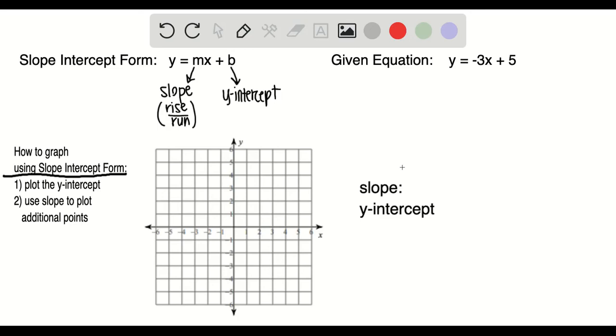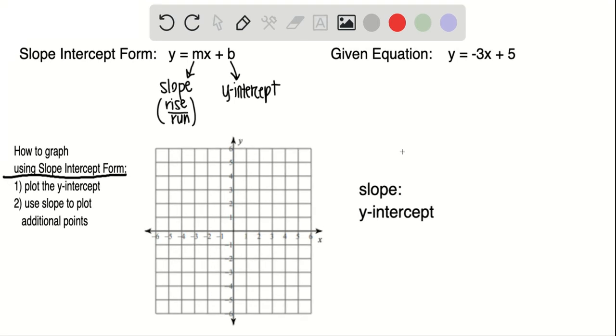In this problem, we will graph the given equation of y is equal to negative 3x plus 5 using the slope and the y-intercept. In this problem, the slope will be negative 3 over 1 because negative 3 is with the variable x, and that is always where we can find the slope according to our slope-intercept form. The y-intercept is the constant by itself, and that's a positive 5.